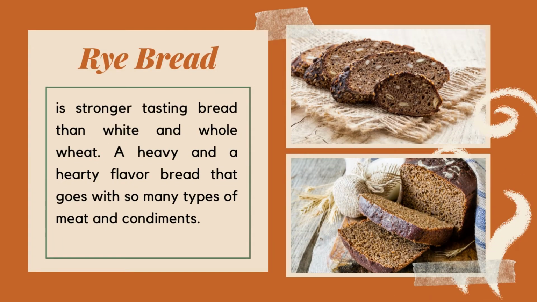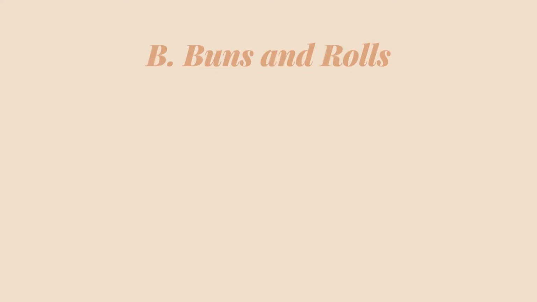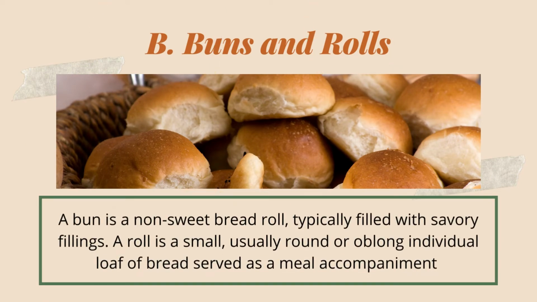Let us now proceed to the next type of bread, which is the buns and rolls. A bun is a non-sweet bread roll, typically filled with savory fillings. A roll is a small, usually round or oblong individual loaf of bread served as a meal accompaniment.